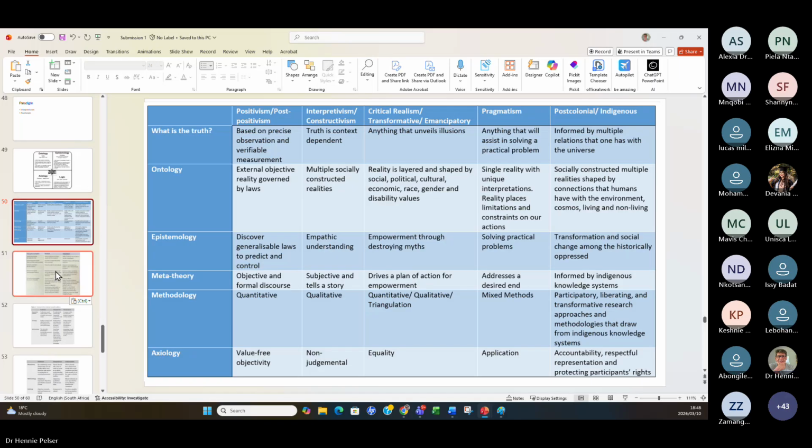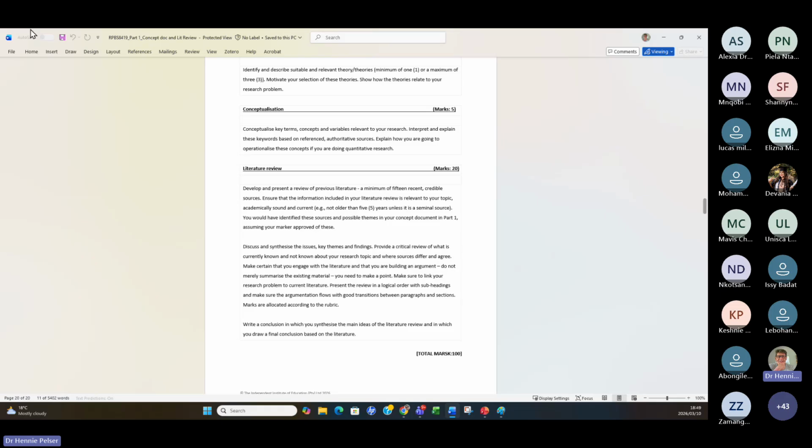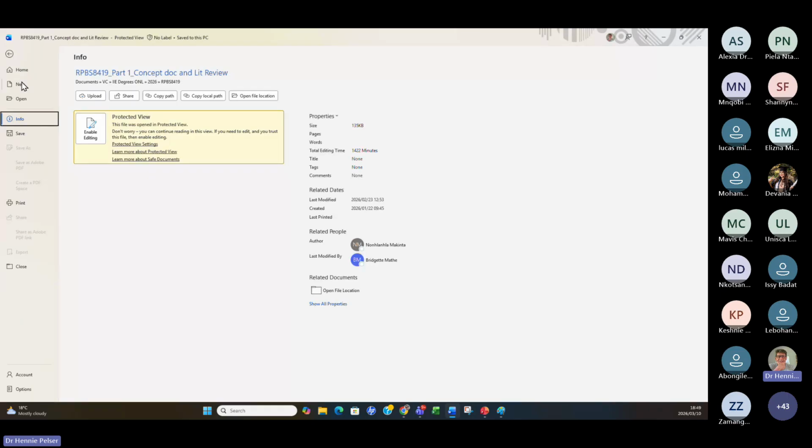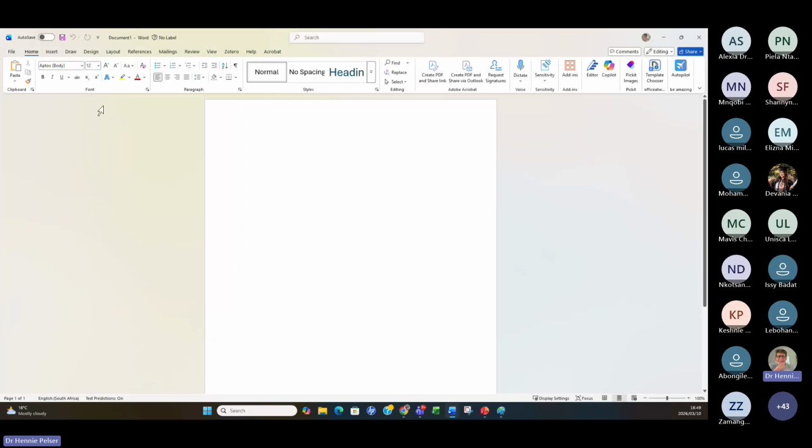Right. So from there, we need to do the theoretical foundation. And I'm just going to open a blank Word document. Guys, you will have to select a theory that forms part of your theoretical foundation. So for me, I do this with the people that I'm supervising.